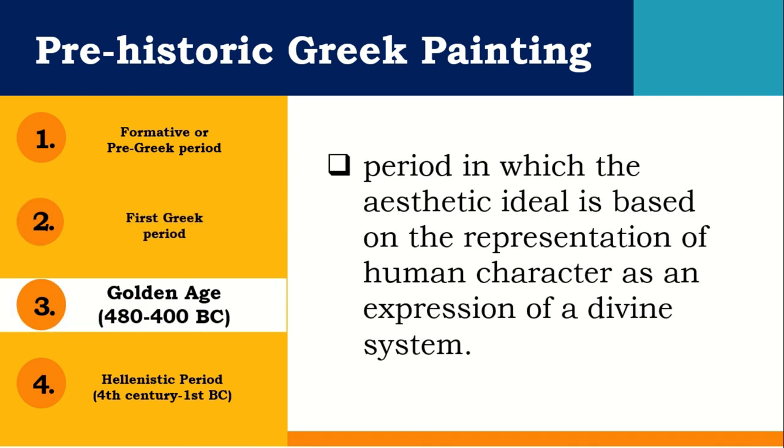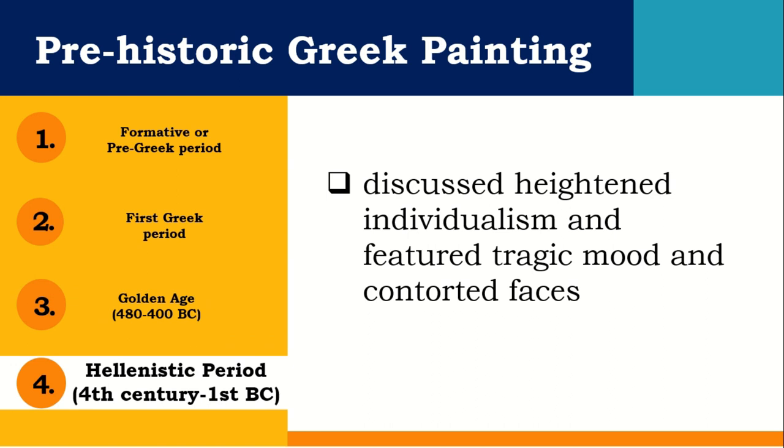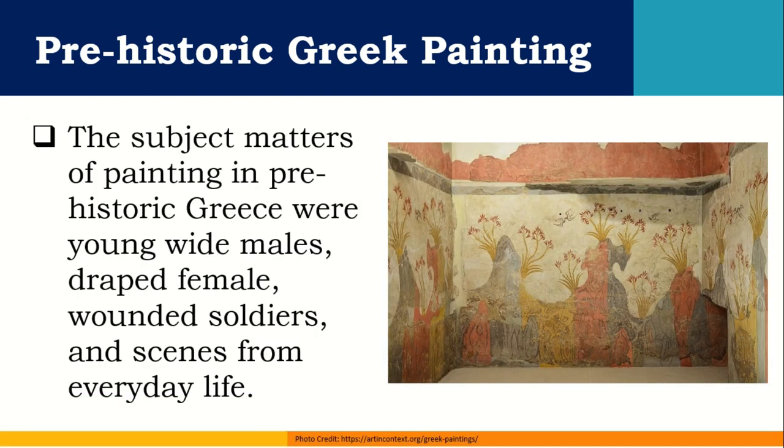The third one is the Golden Age, a period in which the aesthetic ideal is based on the representation of human characters as an expression of a divine system. And the last one is the Hellenistic period, which discussed heightened individualism and featured tragic mood and contorted faces. The subject matters of painting in prehistoric Greece were young white males, draped female, wounded soldiers, and scenes from everyday life.